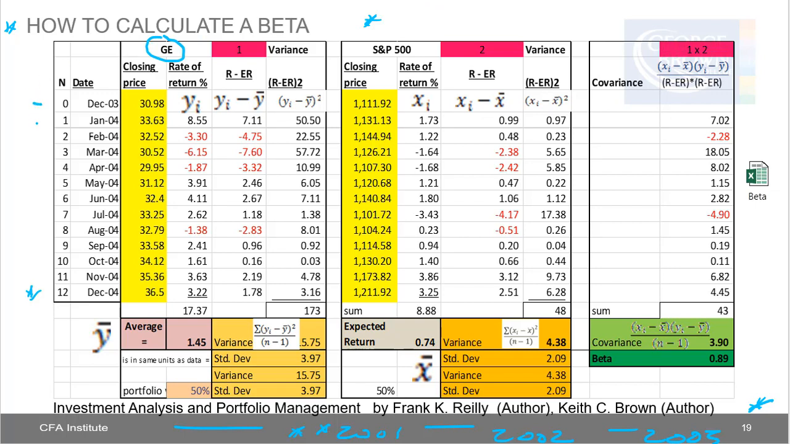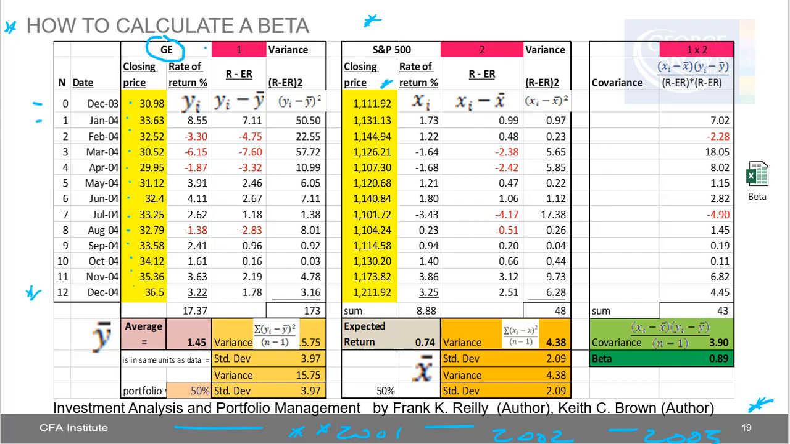This is monthly returns. We're looking at the closing price of the stock, and we're looking at the closing index level of the S&P 500. So it's monthly, December 2003, then January 04 to December 2004. So you can see we have 13 months, but we have 12 returns. So step one, we can record the closing price. That's just observable, and it's important to note that there was no dividends paid during this time period of data that we're looking at. So the rate of return is just the ending minus the beginning divided by beginning.